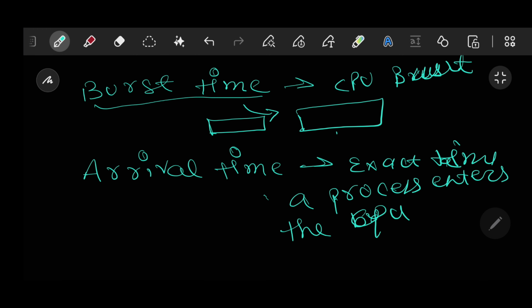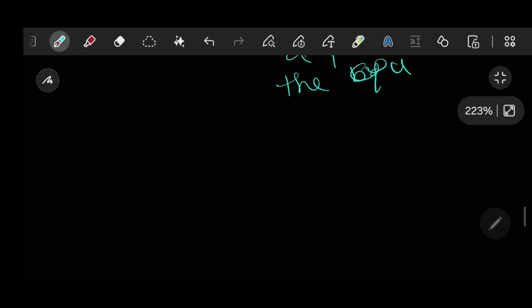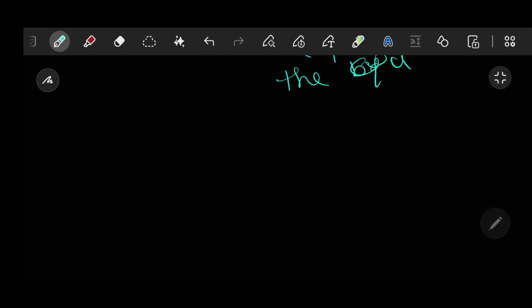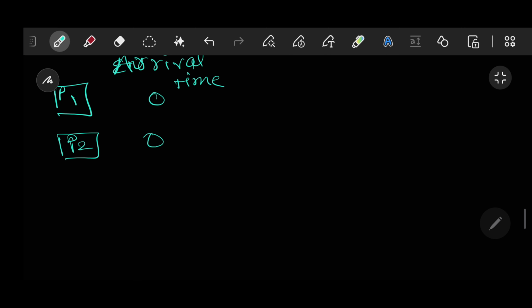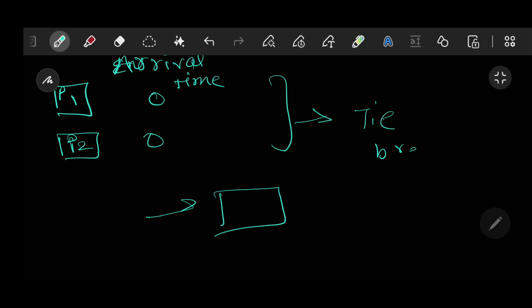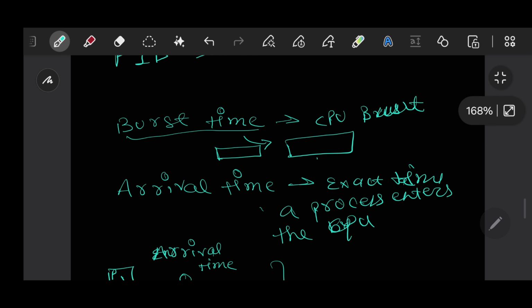We do have a question here. What if two processes enter at the same time, P1 and P2? Let's say their arrival time is both 0 seconds. Let's say they both came together. So who will get the CPU? Whoever has the smaller PID will be executed first in the CPU. That is a tiebreaker rule.